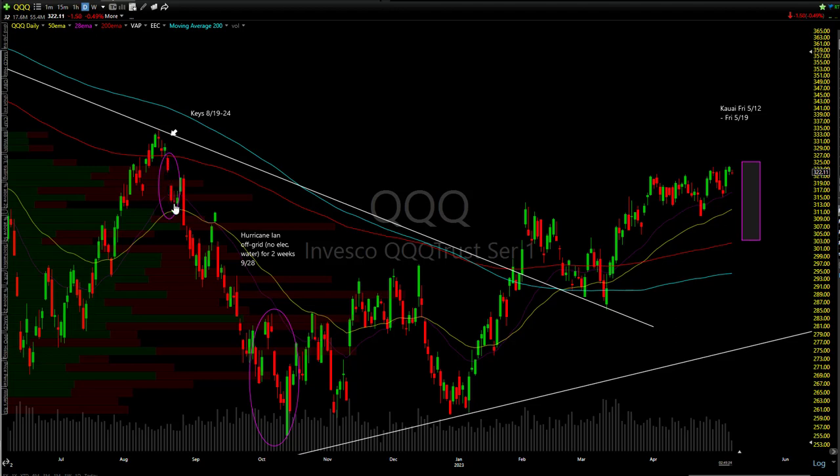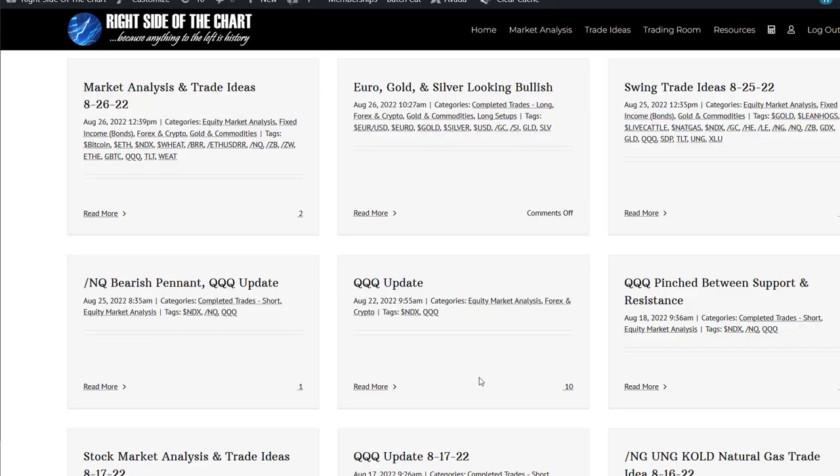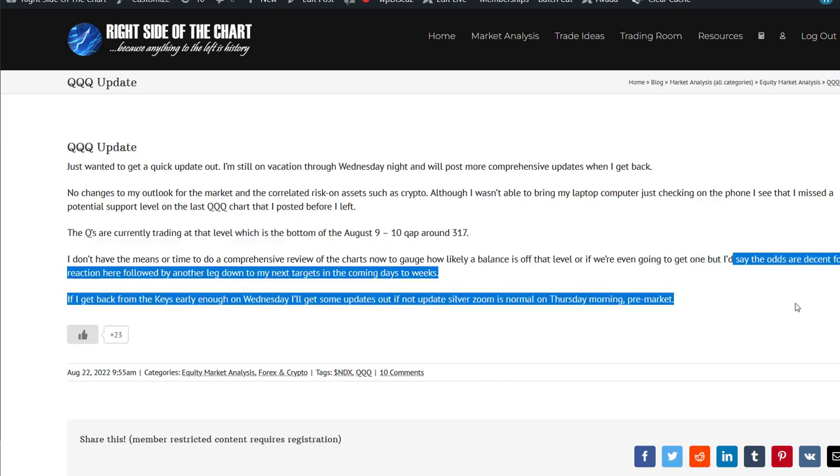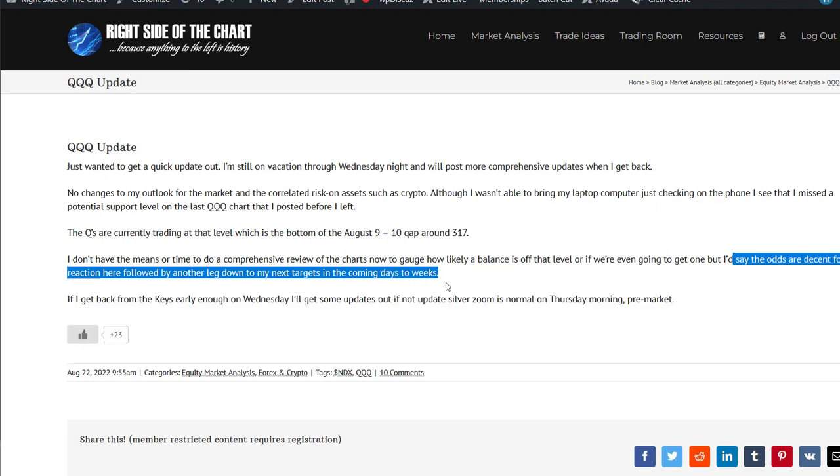And then I made a point to interrupt my vacation and get a quick update out to you on the 22nd. I said I'm still on vacation, but QQQs are currently at that level. I went on and said the odds are decent for one reaction here, followed by another leg down to my next target in the coming days to weeks. That was on the 22nd.